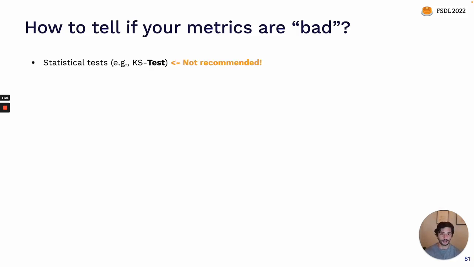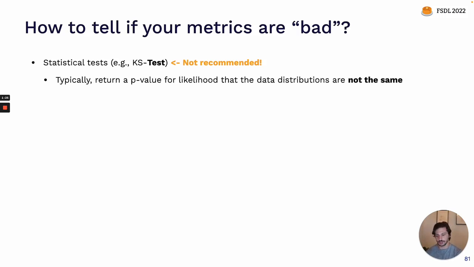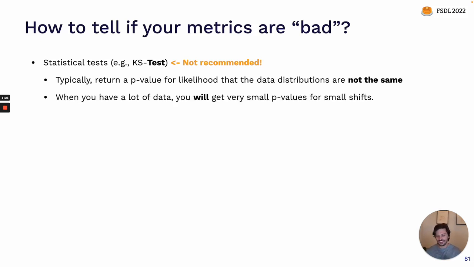One that I don't recommend, and I alluded to this a little bit before, is two-sample statistical tests like a KS test. The reason why I don't recommend this is because if you think about what these two-sample tests are actually doing, they're trying to return a p-value for the likelihood that this data and this data are not coming from the same distribution. And when you have a lot of data, that just means that even really tiny shifts in the distribution will get very, very small p-values, because even if the distributions are only a tiny bit different, if you have a ton of samples, you'll be able to very confidently say that those are different distributions. But that's not actually what we care about, since models are robust to small amounts of distribution shift.